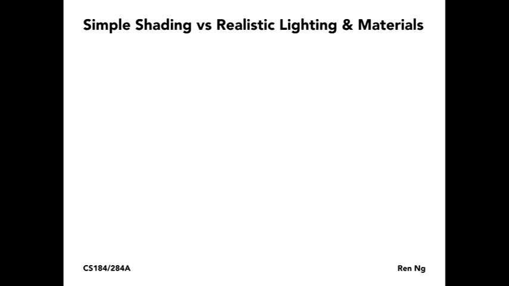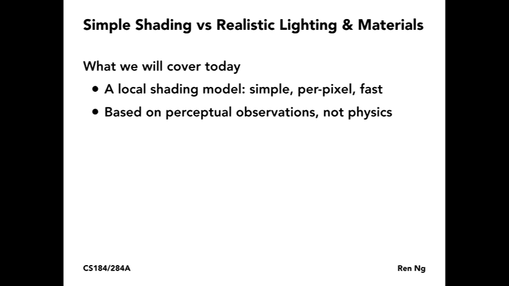The one I want to show you is meant to start building your intuition from phenomena, like how different things look in the real world, appearance-wise. It'll be simple shading, and I want to contrast this with realistic lighting. Today's local shading model is very simple, per pixel, and very fast. It's based on looking at things and asking at a high level why they look that way, and how we might approximate that mathematically.